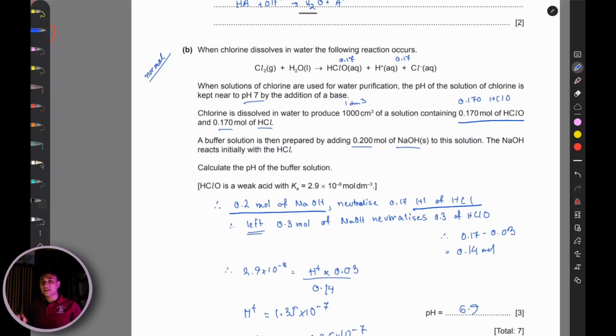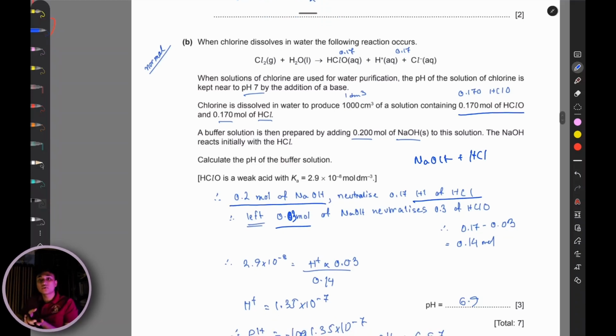Now, after the reaction has taken place, you're still left with 0.03 moles of NaOH. Since 0.17 moles was there of HCl, the rest of the NaOH, since the reaction is 1:1, NaOH plus HCl, this reaction is 1:1, hence a certain amount of NaOH will be left. And that turns out to be 0.03 moles of NaOH.